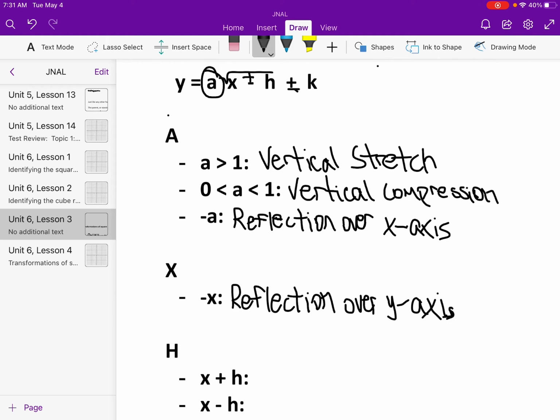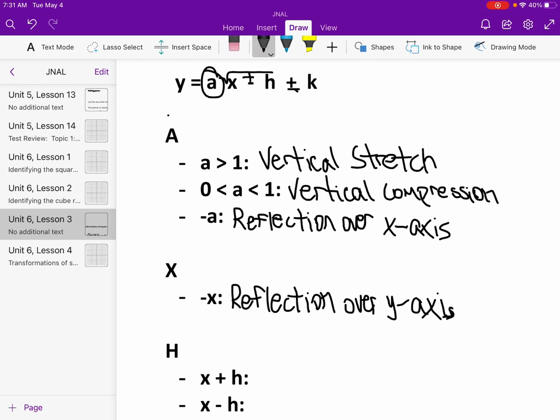So for the negative a, if it reflects over the x-axis, this is the x-axis, so instead of being like this, it's going to be like this. And if it reflects over the y-axis for negative x, instead of being like this, it would be like this. And if a and x both were negative, then it would be like this. So that's what that means.